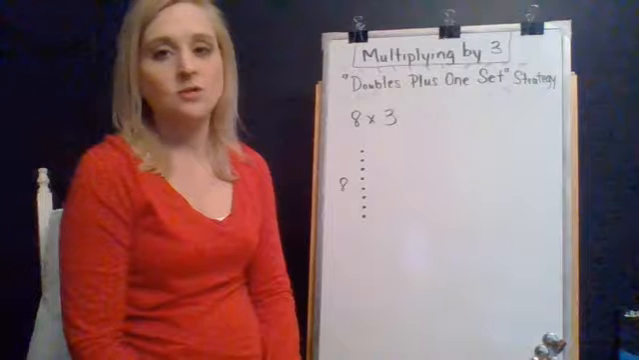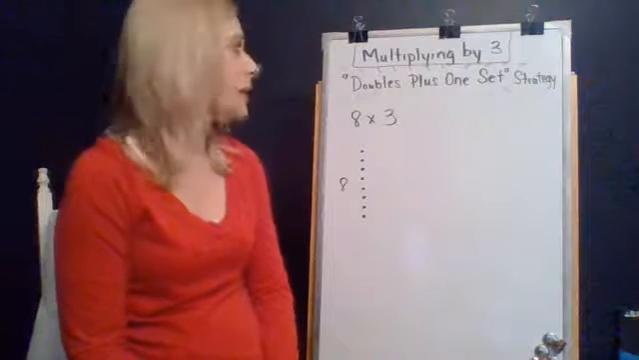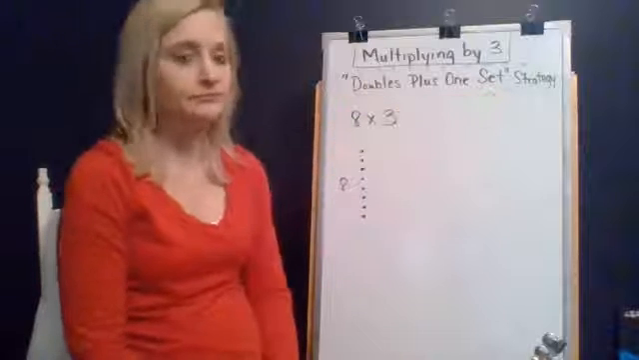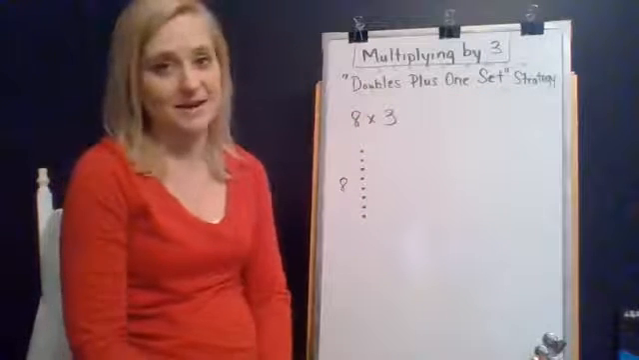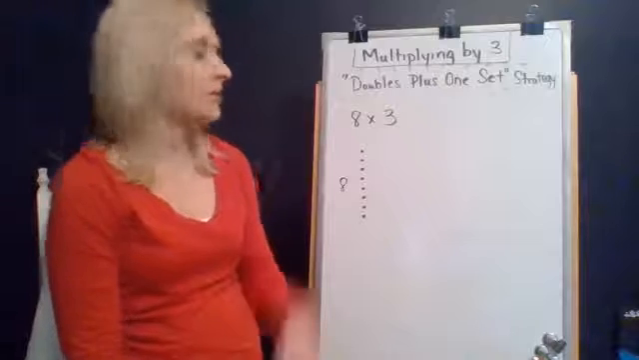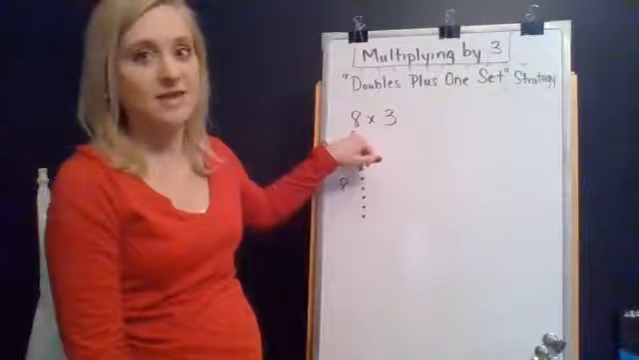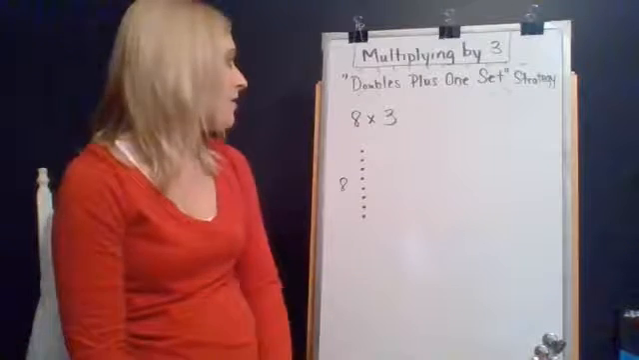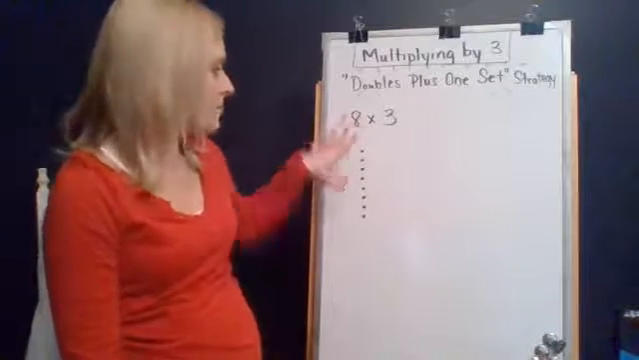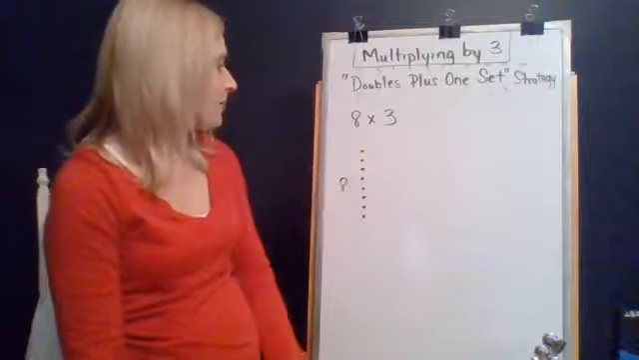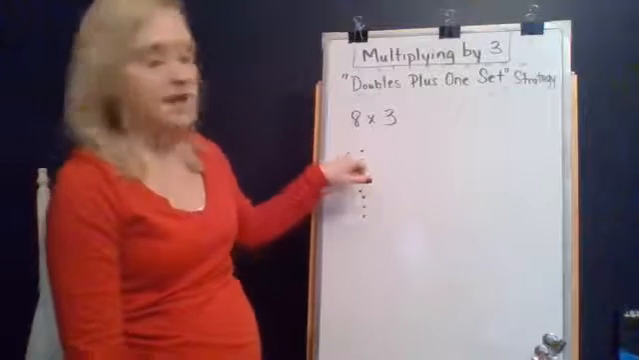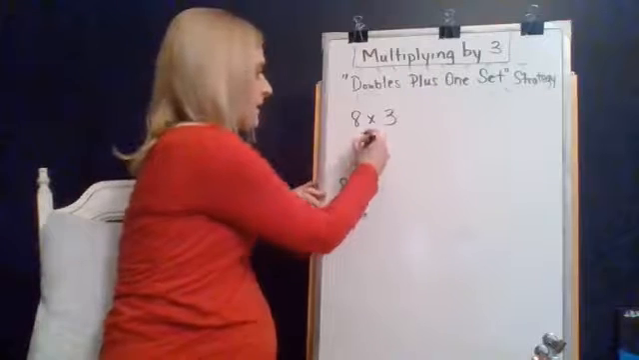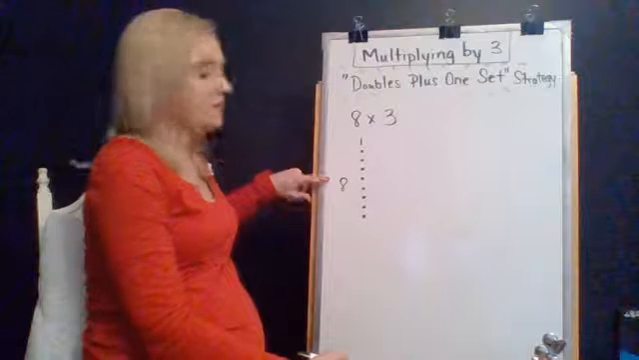And so one of the strategies for multiplying by 3 is using the doubles plus 1 set strategy. And it is exactly how it sounds. We're actually going to double the other factor and then add a set of that factor so that we have 3 sets of 8. And so I want to model that for you. So I'll have one set of 8 right here in an array. Okay, so right now I just have basically 1 times 8. And we know that that's 8.